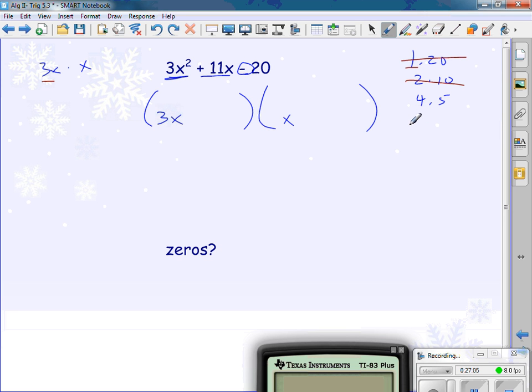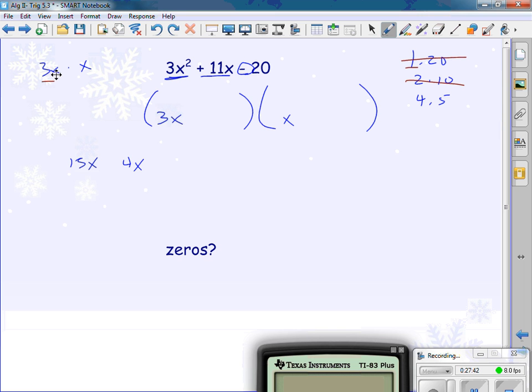But which one? I forgot to subtract on these ones. What's 3 times 4? 12. What's 5 times 1? 5. Can I subtract and get an 11? Okay, flip it around. What's 5 times 3x? 15x. What's 4 times 1? 4x. Can I subtract and get 11?